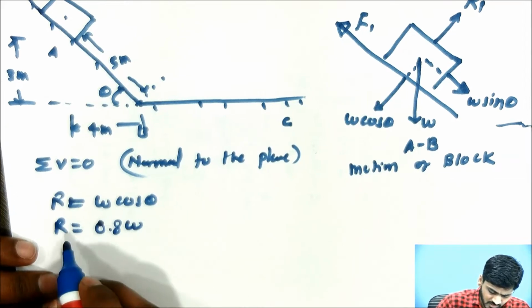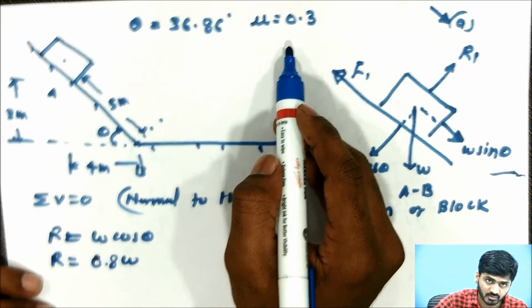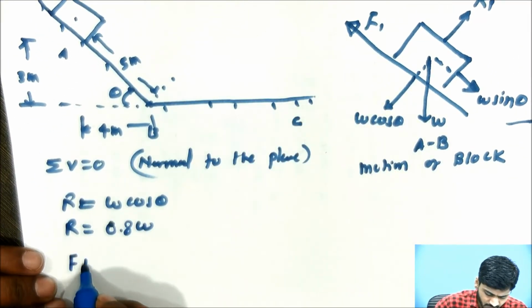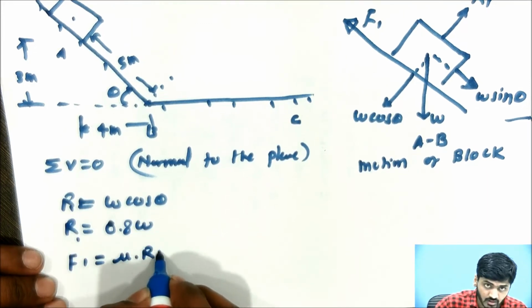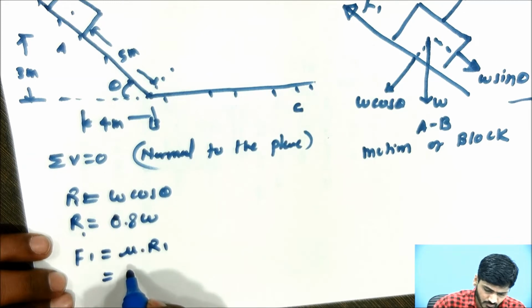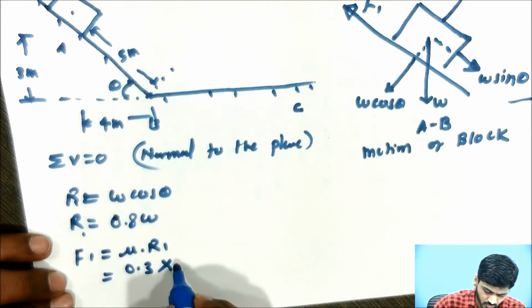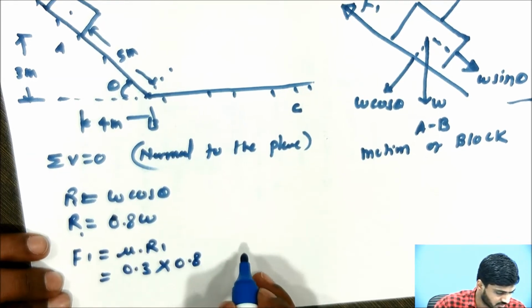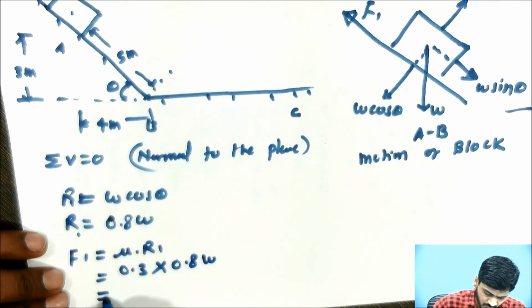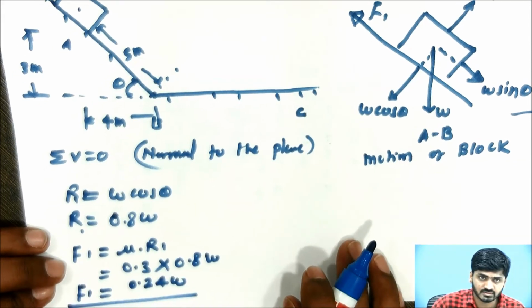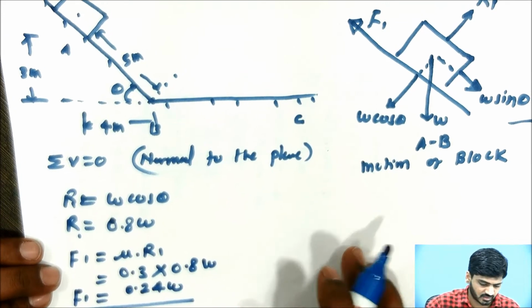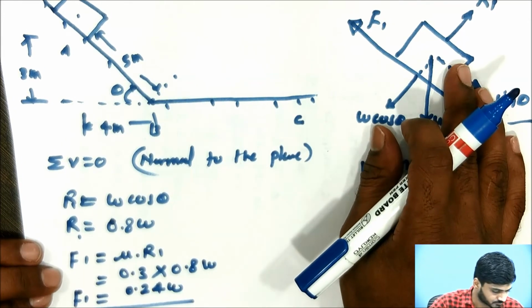Now you know the value of mu, that is 0.3, so you may calculate F1. F1 is equal to mu into R1. So the value of mu is 0.3 into R1, which is 0.8 W. So F1 is equal to 0.24 W. This is the first frictional force regarding block number 1.